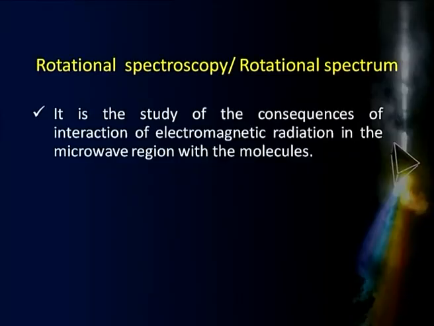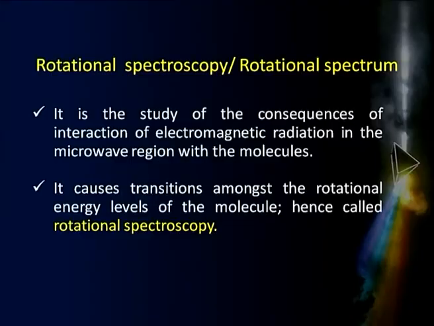Let us try to see what is rotational spectroscopy. Rotational spectroscopy basically is a study of the consequence of interaction of electromagnetic radiation in the microwave region with molecules. You will recall when we defined spectroscopy, we said it is the interaction of radiation and matter. That is a broad term. But when the radiation happens to be in the microwave region and that interacts with the molecule, that study basically comes within the purview of rotational spectroscopy.